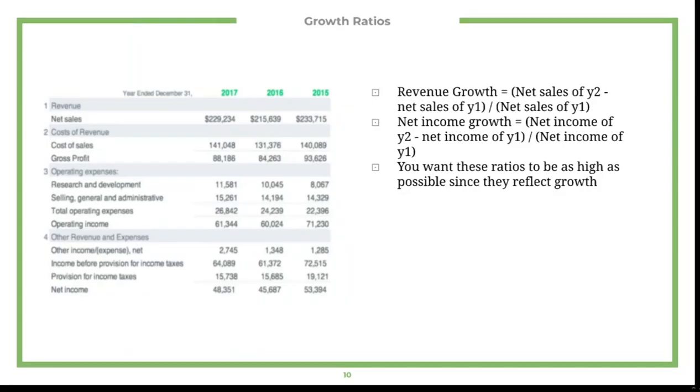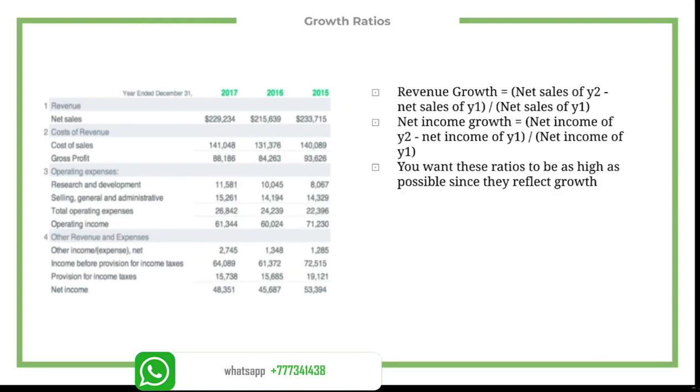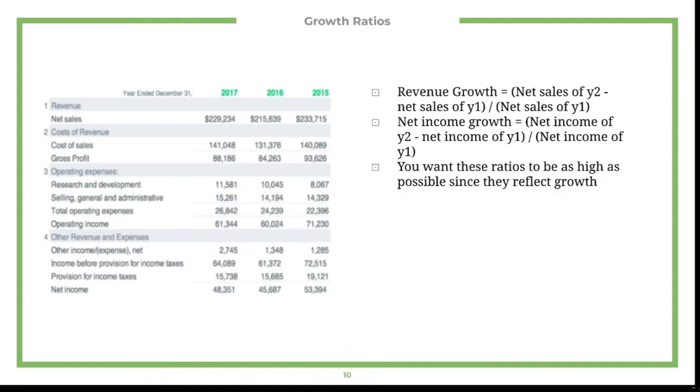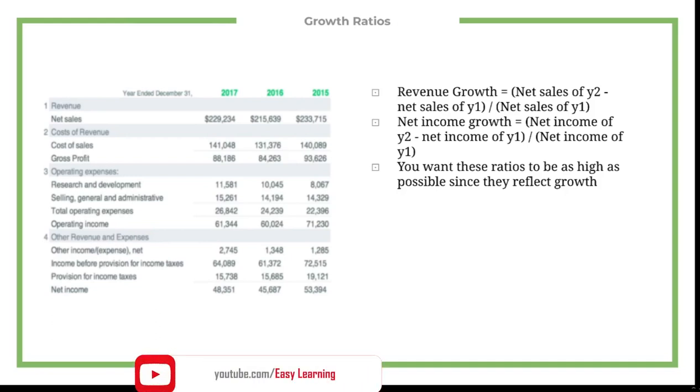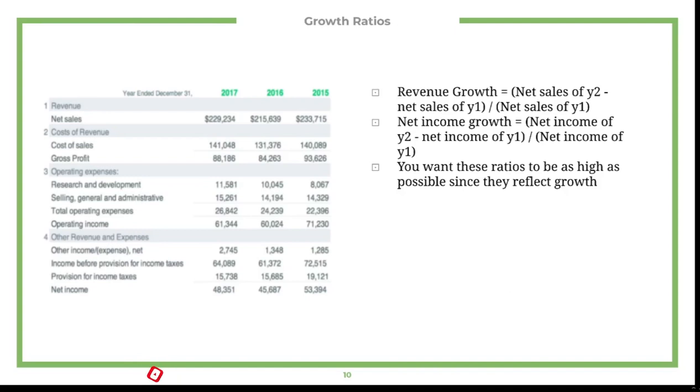And now we're going to talk about growth ratios. So basically, the first one is revenue growth, and that is the net sales of year 2 minus the net sales of year 1 over the net sales of year 1. And net income growth or margin growth is the same thing, except instead of net sales, you're using net income. And since these ratios reflect growth, you want them to be as high as possible because you want as big of a growth rate as possible.